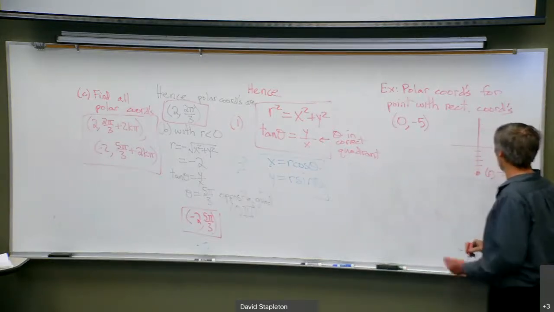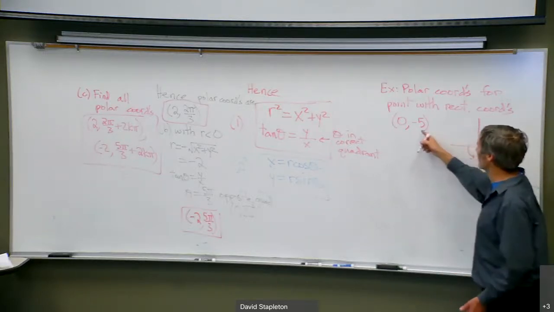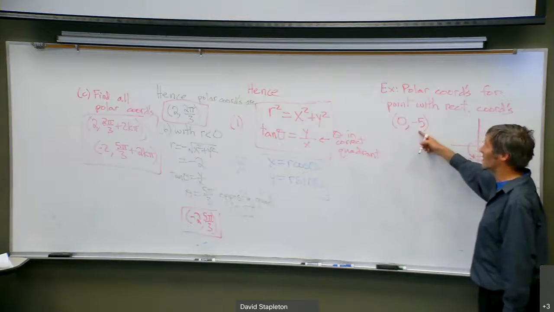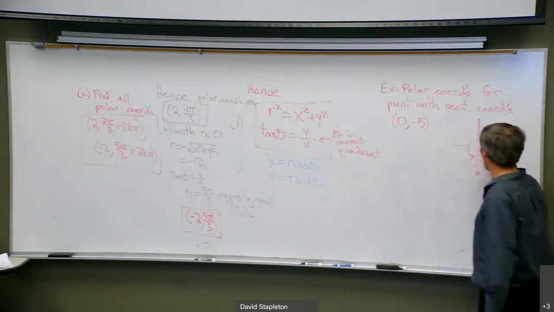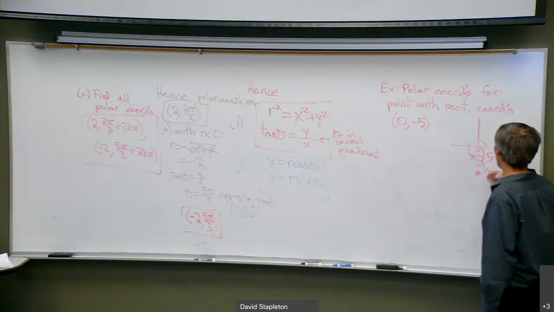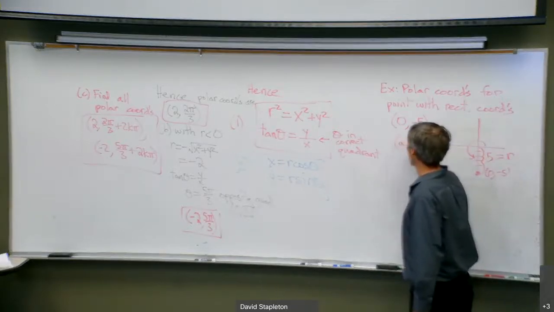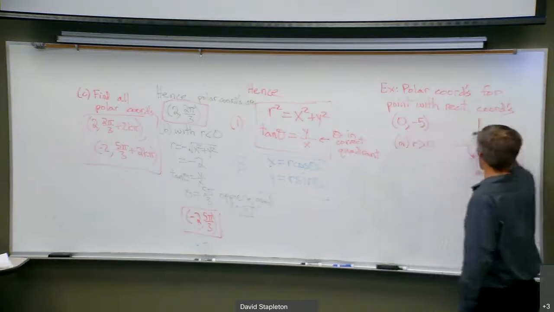And you just say, I know what distance that is from the origin. It's 5 units down the y-axis. I could take the square root of 0 squared plus (-5) squared, which is 5. But it's easier just to look at it and say it's 5 units, right? So 5 equals r, for polar coordinates with r greater than 0.